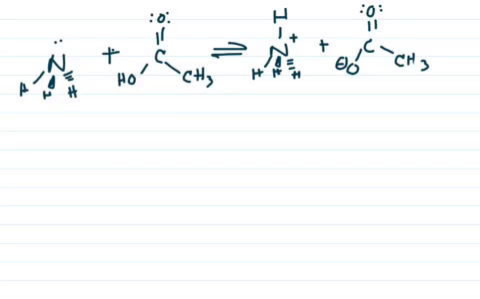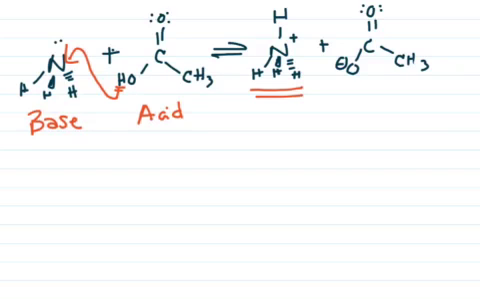Alright, so let's take a look at ammonia and acetic acid forming ammonium and acetate. One thing we notice is the hydrogen comes off of the acetic acid and forms onto the ammonia to give us ammonium. So that means because the acetic acid is the one that's donating the hydrogen, or the proton, it is known as our acid, while our ammonia is the one that is accepting the proton, so it's our base.